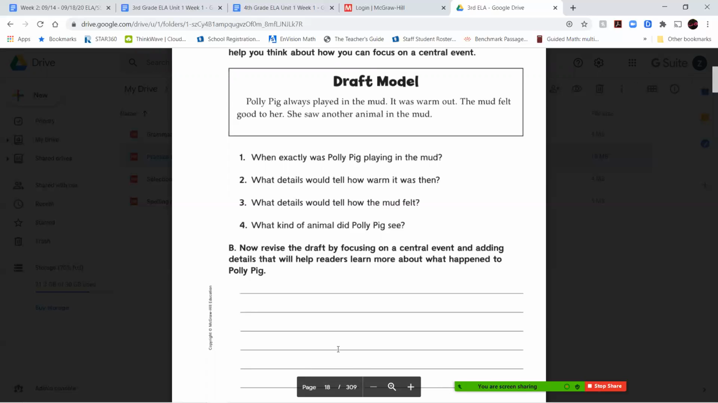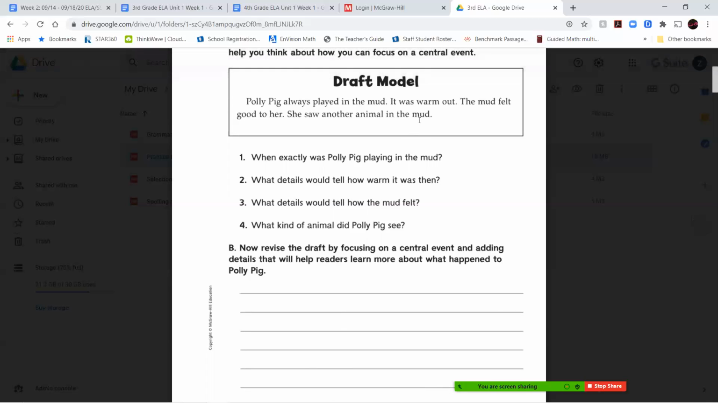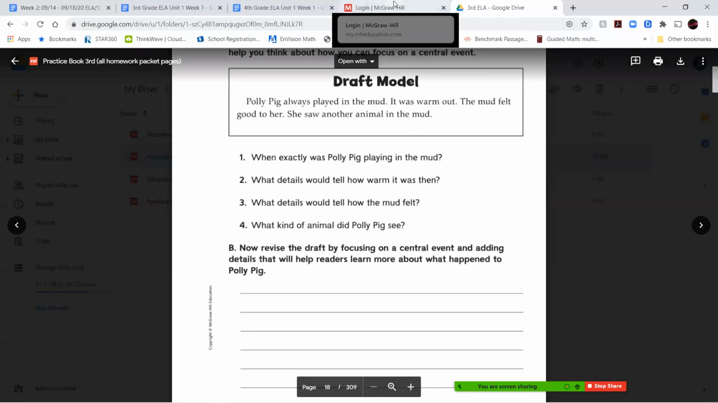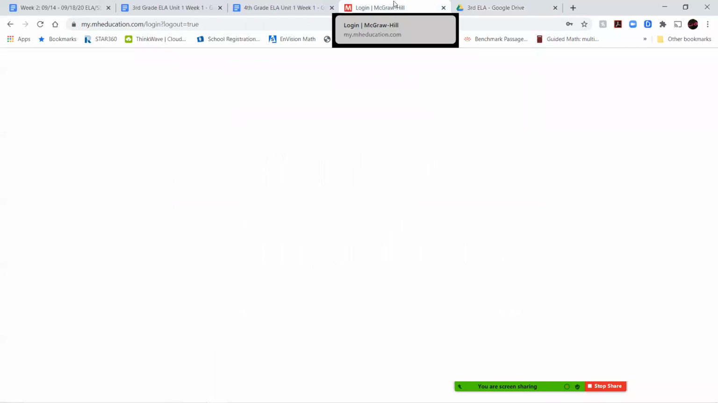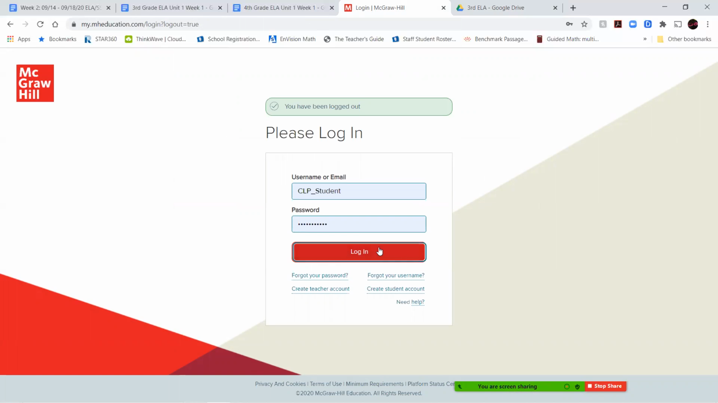Now, as we go through, you're going to be able to log in online and see your books. So if you don't have your textbooks with you, you'll be able to log in, and mom and dad already have the information here. So when you go to the website for our language arts, you're going to press login after you enter in the information.